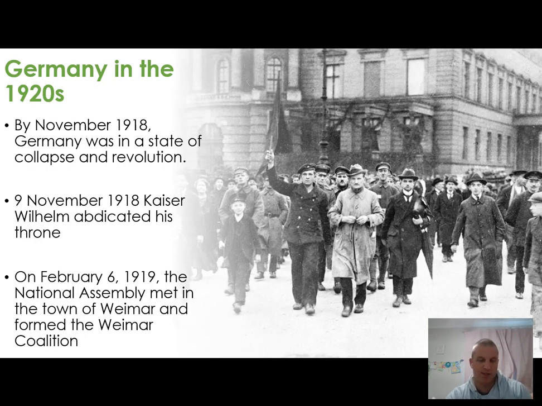So Kaiser Wilhelm II abdicates on the 9th of November, and so they have elections in December of that year, and a new parliamentary constitution. That new assembly met in a town called Weimar, and so it formed the Weimar coalition, or they create the Weimar Republic. So the period from 1918 through to 1933, when the Nazis get in, that's the Weimar Republic period.